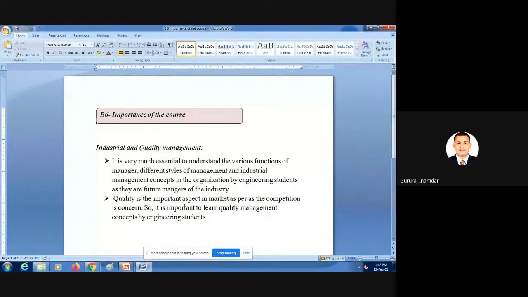Now, take one example of an industry, suppose a nut and bolt manufacturing industry. What is the role of the manager inside that industry? There are different departments: purchase department, production department, quality department, finance department, marketing department. A number of departments will be there. Now we have to study why they have recruited us for the management post.